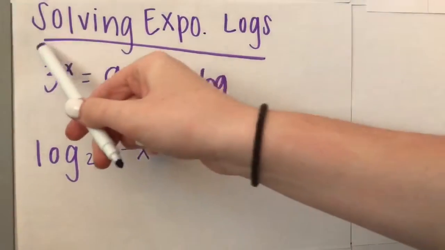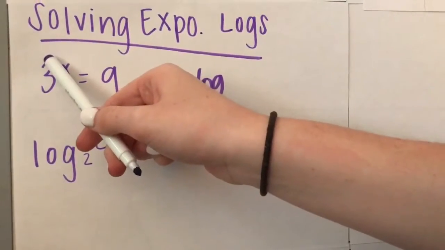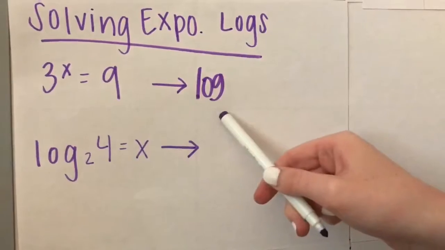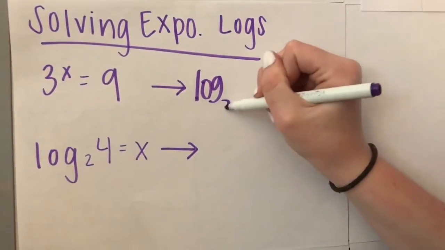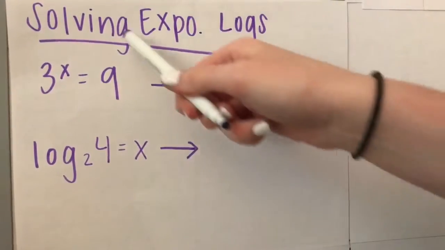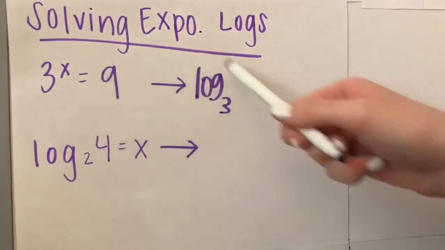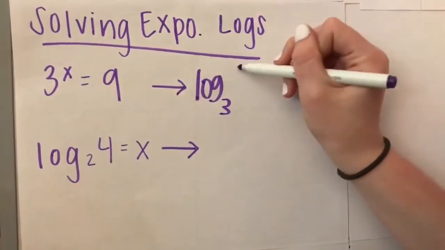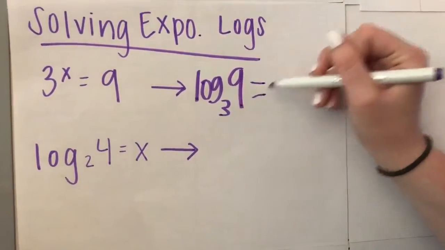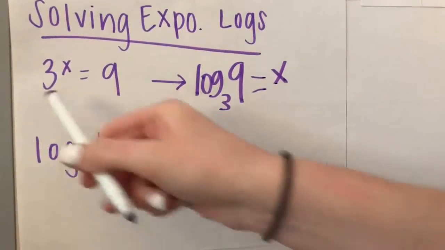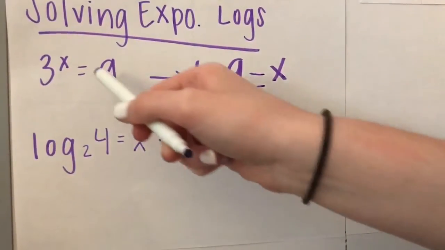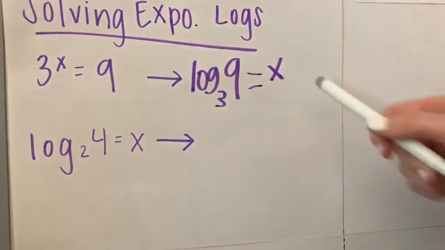Then you're going to take the number right here and set it as your base of the log. So it's log base 3, and then you'll take the answer here and crisscross and put 9 here equals x. So we have base, base, and we crisscross sides.